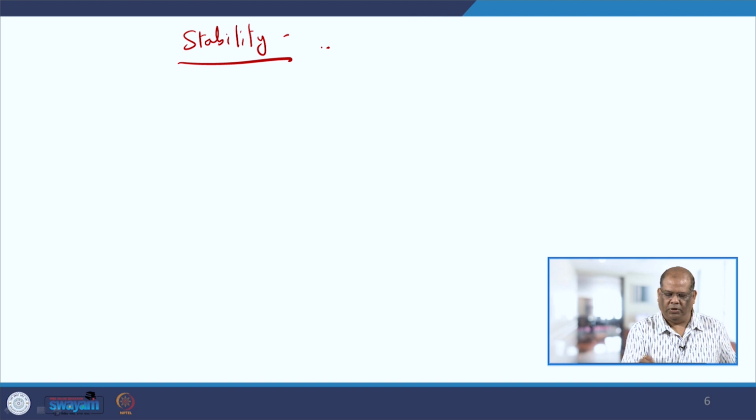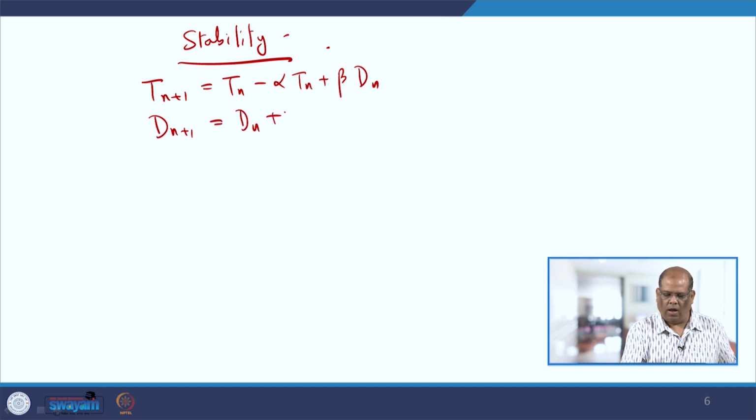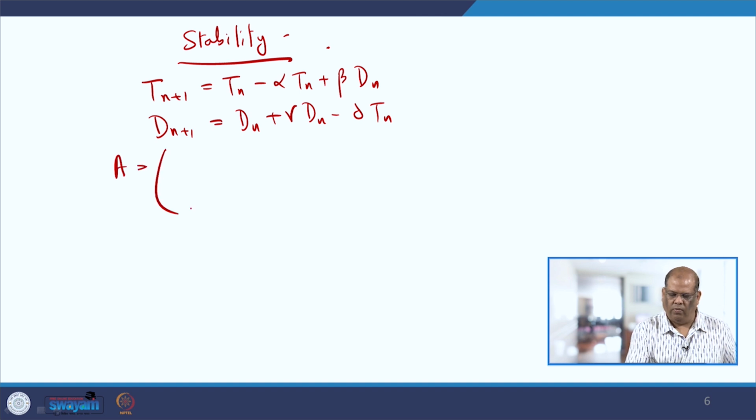So you have the equations T(n+1) = Tn - alpha Tn + beta Dn, and D(n+1) = Dn + gamma Dn - delta Tn. So the coefficient matrix, or the Jacobian matrix, in this case will be [1 - alpha, beta; -delta, 1 + gamma].